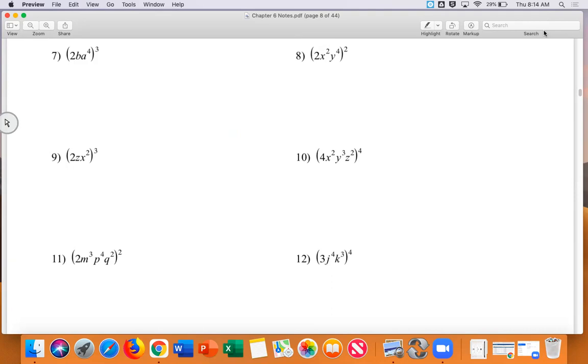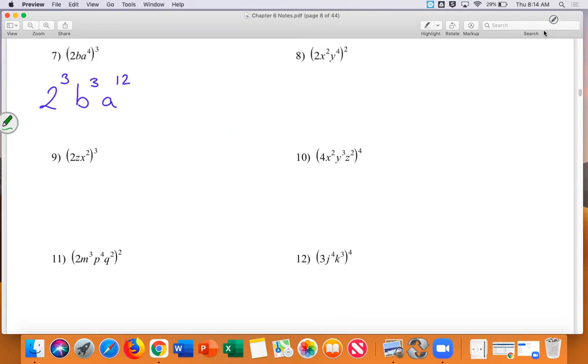Okay. Neve, done them? Yeah. Pretty quick, right? Neve, what'd you get for number 7? I got 2 with a 3 on. All right, so we're gonna say 2 to the third, and b, a, and 12. b to the what power? Third, b to the third, a to the 12. Perfect.